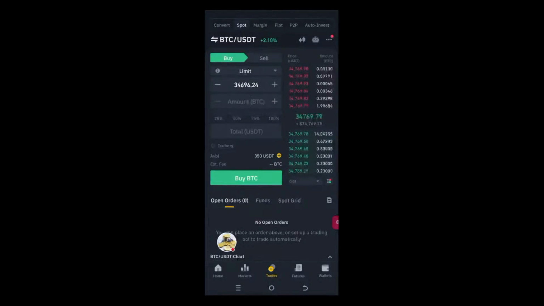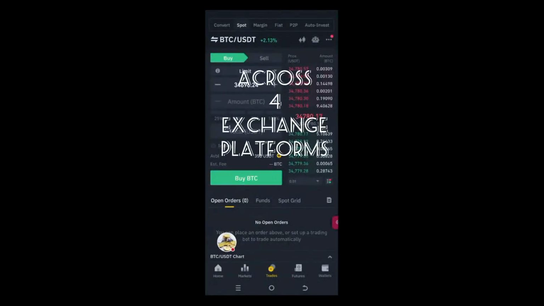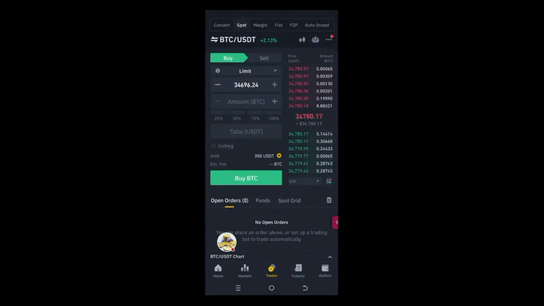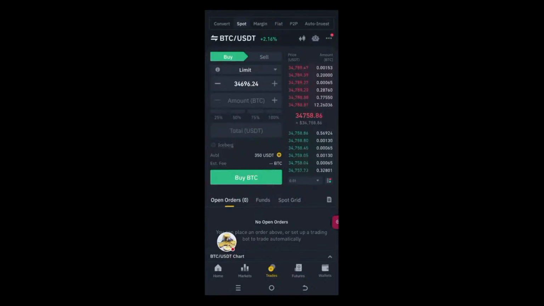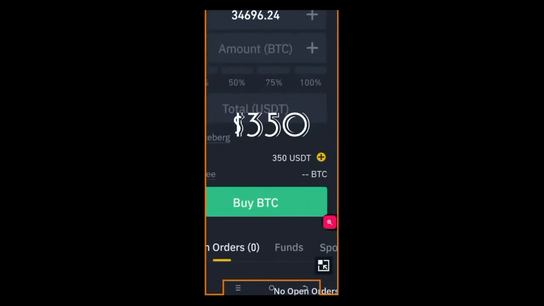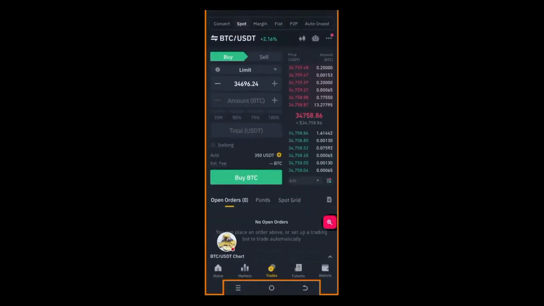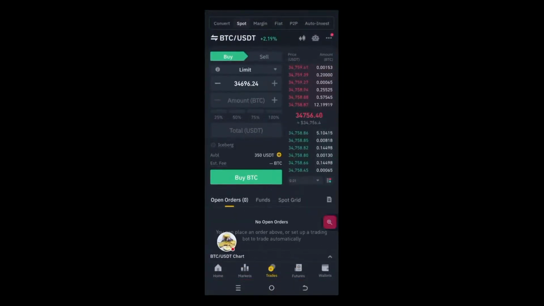All right. So what are we doing today? We're going to be doing some good spot trading activities across 4 different platforms. Yes, you heard me right. All right, so without much ado, let's go into what we have for us today. So as you can see here, we have $350 that we'll be working with on Binance. Let's start with our all-time favorite, which is Binance.